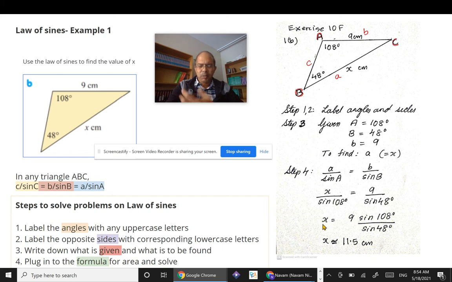Now, move the terms across to leave x on its own, or in other words, multiply both sides by sine 108. You get 9 sine 108 over sine 48. I recommend you plug this into the calculator as one shot. You don't have to write the steps of solving this separately, and you get an answer which, when rounded to the nearest tenth, is 11.5 centimeters.